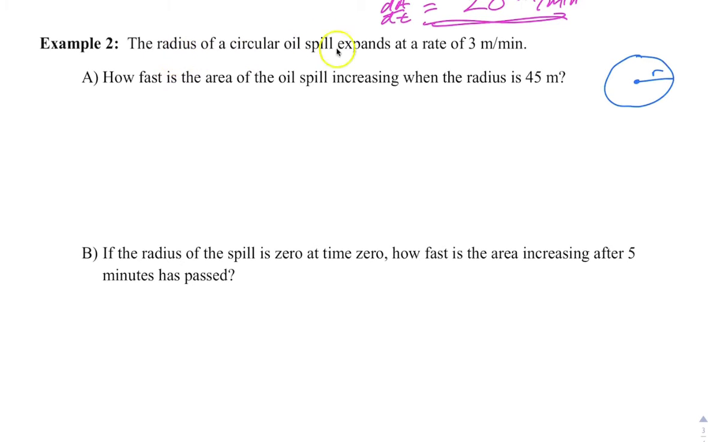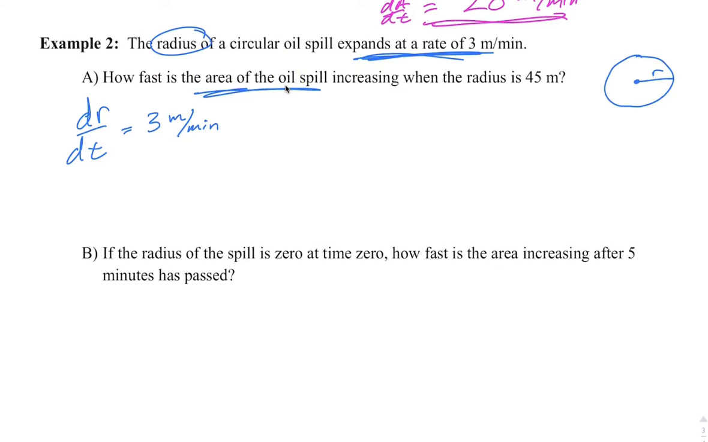And look what it tells me. The radius of the oil spill expands at a rate of 3 meters per minute. So again, notice the rate. We're talking about the radius, so dr/dt equals 3 meters per minute. And what do I want? How fast is the area increasing? So again, dA/dt, is increasing how much when the radius is 45.